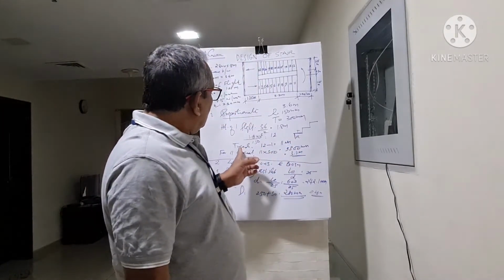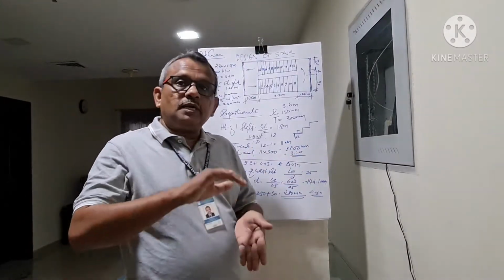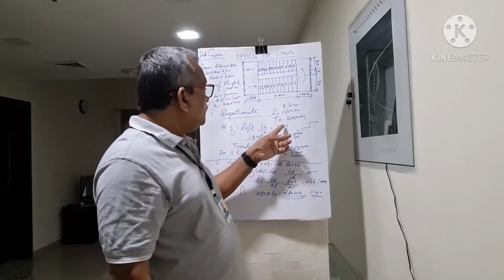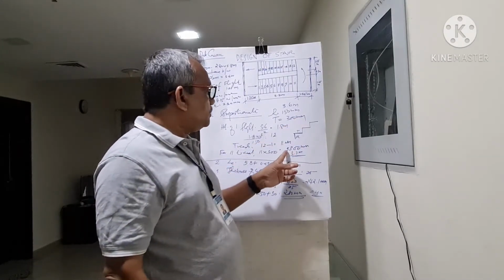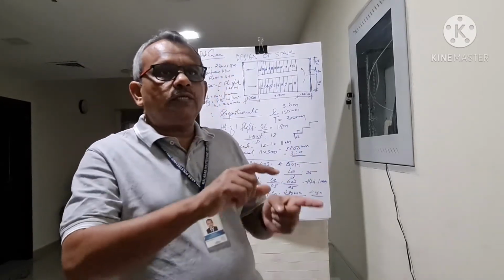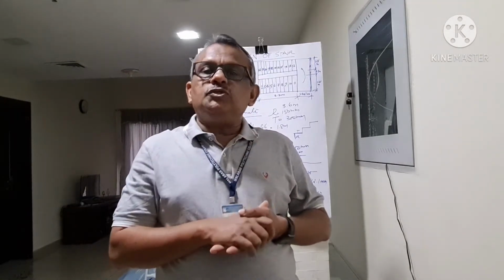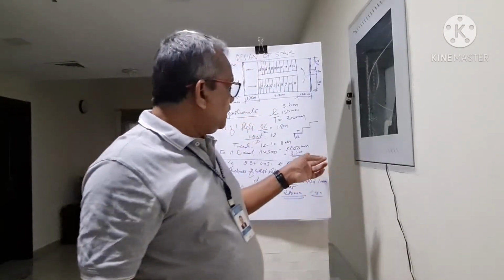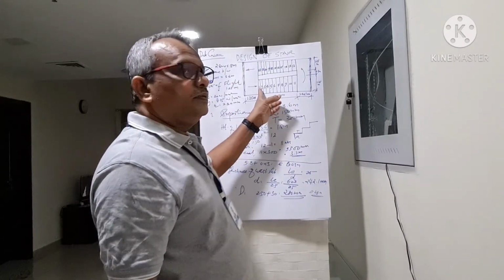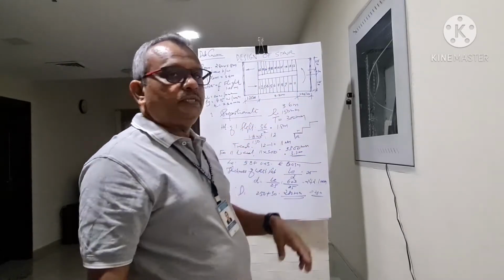Now, the number of treads is equal to 11. Therefore, what is for 11 treads? The total length will be equal to 11 into this value. 11 into 300 is equal to 3300 mm or 3.3 meters. So the total length of treads will be equal to 11 into 300, 3.3 meters. That means, see here, this is 3.3. One flight 300 into 11, 3.3 meters.